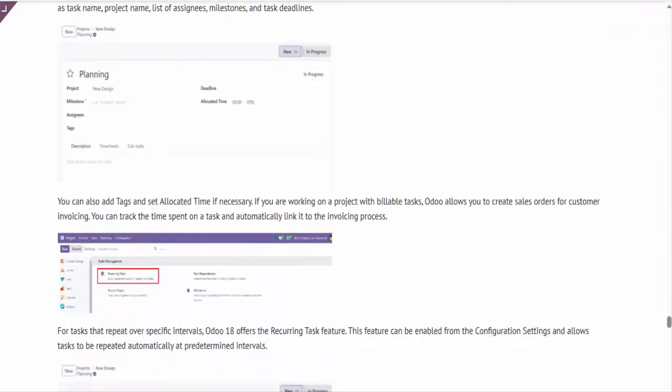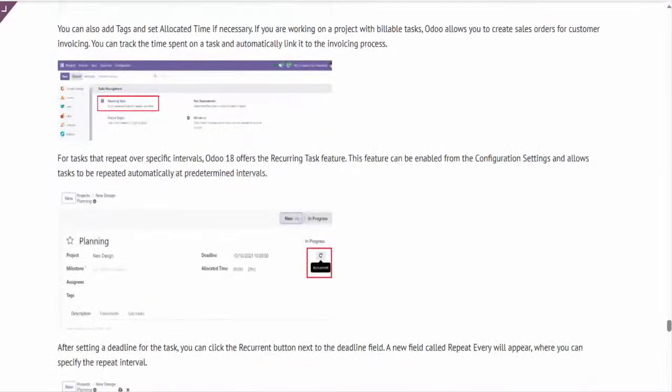If you are working on a project with billable tasks, Odoo allows you to create sales orders for customer invoicing. You can track the time spent on a task and automatically link it to the invoicing process.